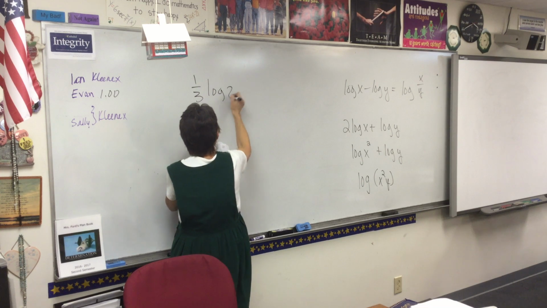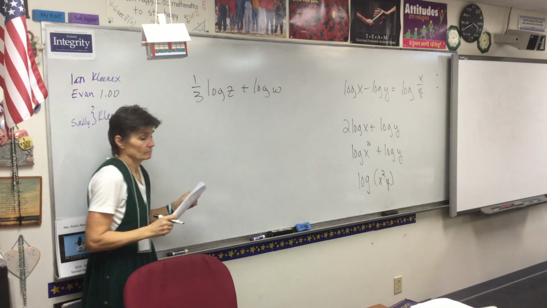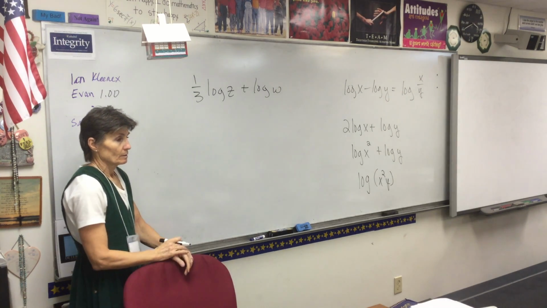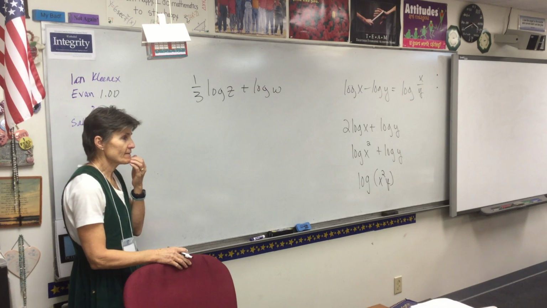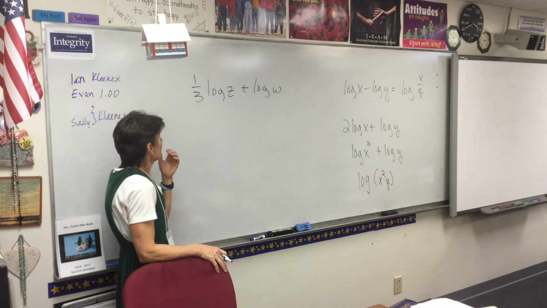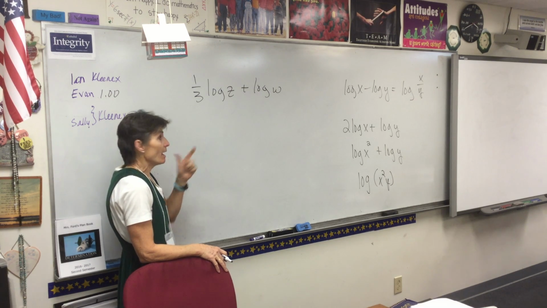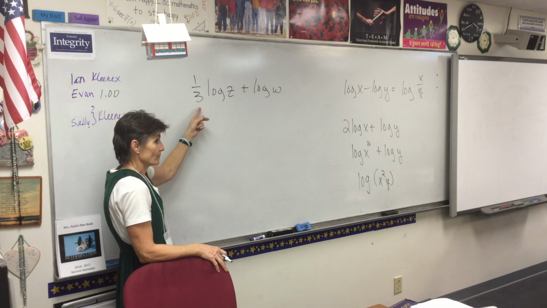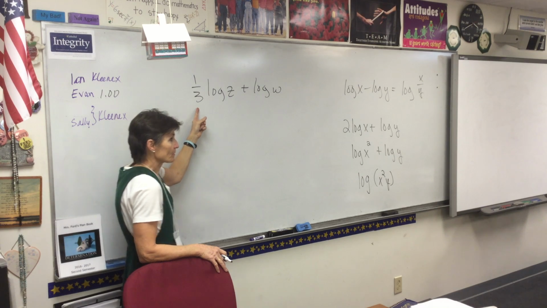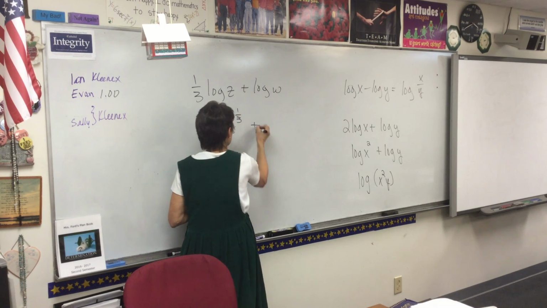1/3 log Z plus log W. Where do you think I need to start? Think about the problem we just did. Judah? Well, I'm going to do a multiplication, but I can't start that way. I got to take care of that first. Where does that go? Francie? Make the 1/3 exponent. Exactly. So this is going to be the log of Z to the 1/3.